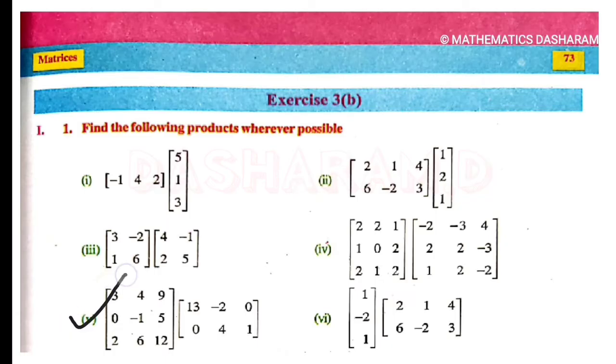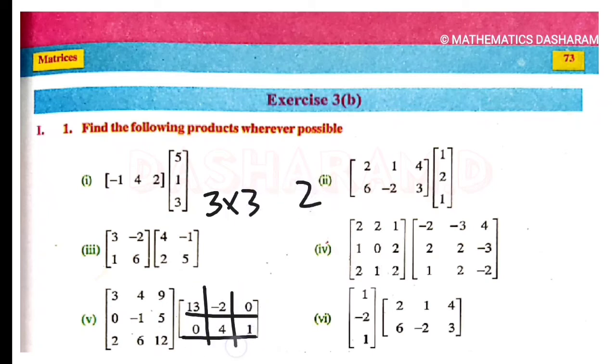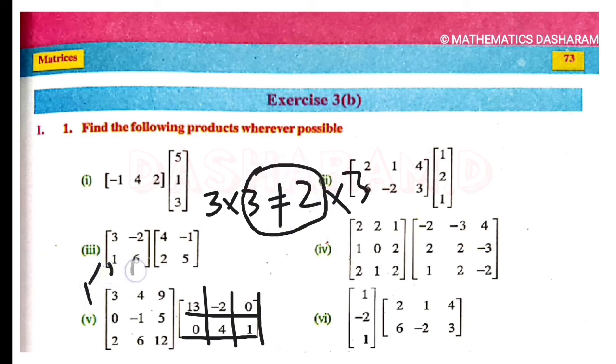Next, fifth question. 3 4 9 0 minus 1 5 2 6 12. So its order is very clear, 3 by 3. And the second matrix, how many rows are there? 2 rows are there. How many columns? 3 columns are there. So here the number of columns in the first matrix and the number of rows in the second matrix are not equal. So then here the product is not possible. So this is the reason you have to mention in your exam.